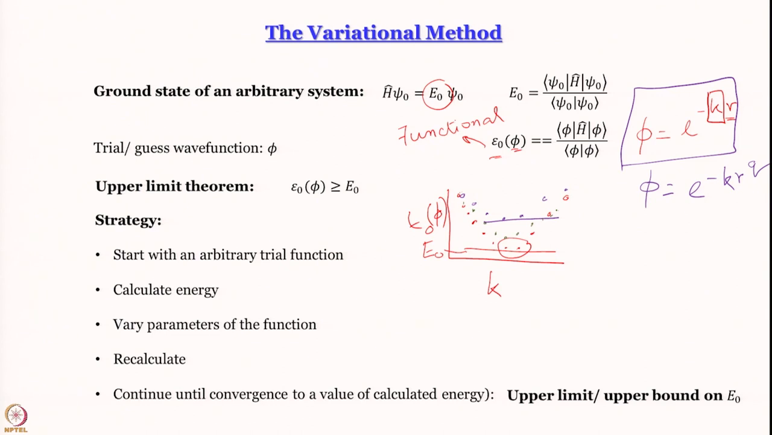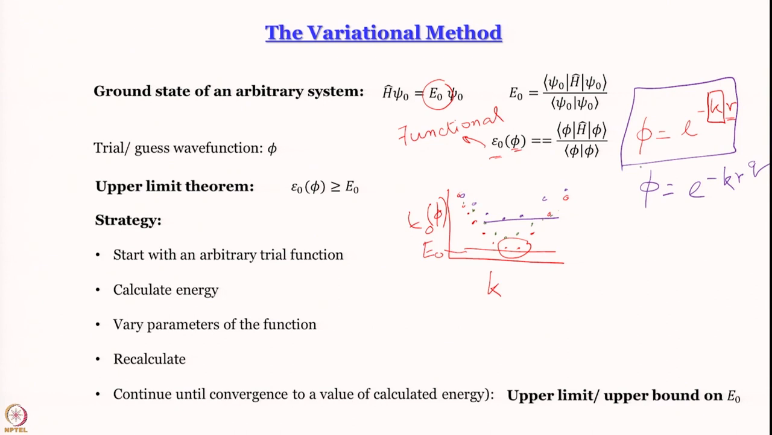But suppose by changing Q it went up, that means I am going in the wrong direction with Q. So what you do is you play around with Q and get the best possible curve for K, see for which value of Q you get, right? And that gives you the upper bound to the actual energy E0. That is what we are looking for. We can only get upper bounds, nothing else.